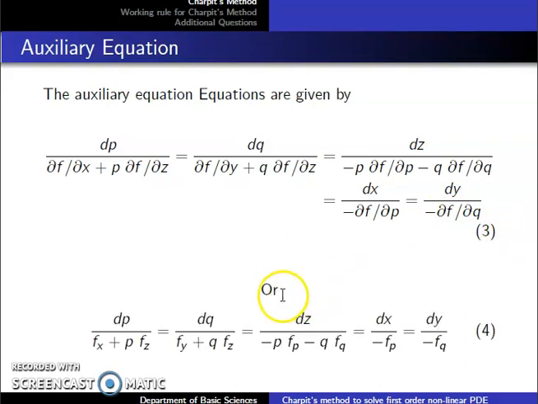These equations can also be written as dp divided by, instead of dou f by dou x, we can write fx, plus p fz, is equal to dq divided by fy plus q fz, is equal to dz divided by minus p fp minus q fq, is equal to dx divided by minus fp, is equal to dy divided by minus fq. Let us denote this as equation number 4.